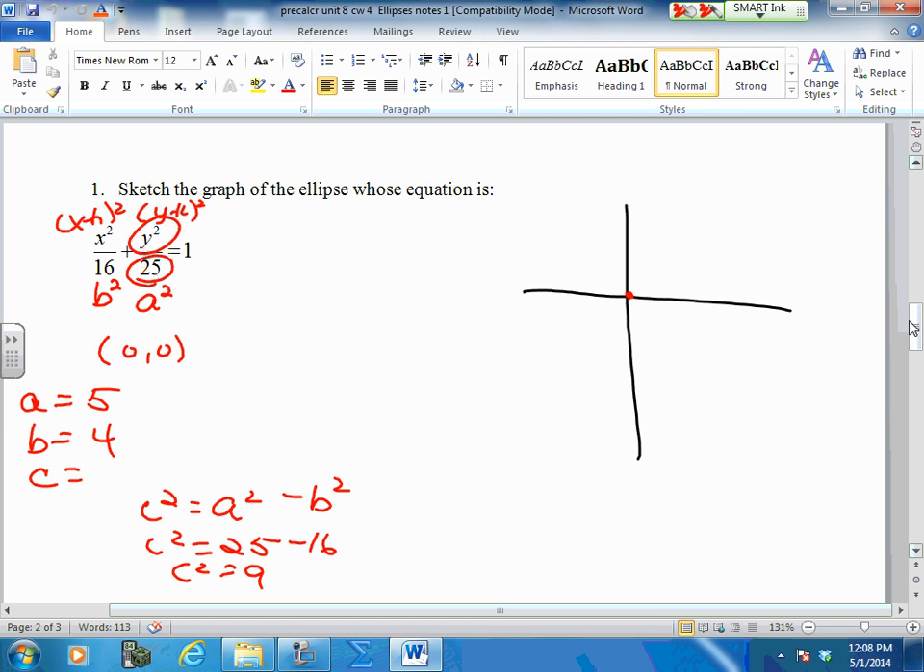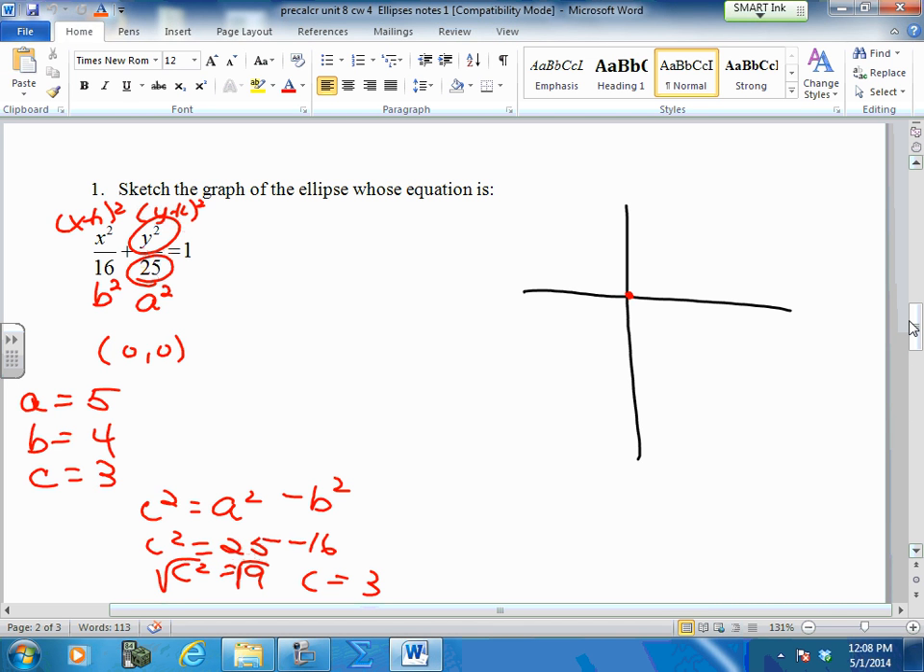You can either use the 5 or the 4, or you can come where a squared is and use the 25 and the 16. That's whatever you decide. So c is equal to 3. Now, even though we took the square root, we always take the positive, because we're measuring a distance. A distance from the center to a vertex, from the center to a foci. Distance is always positive.